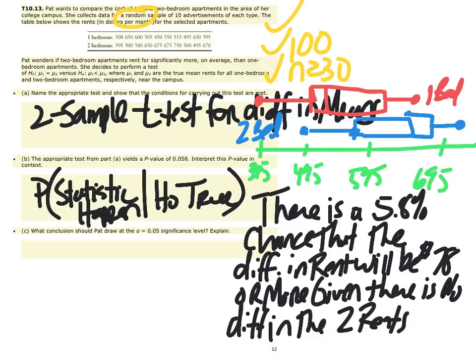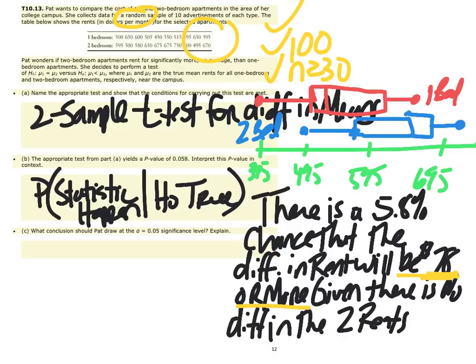And here's where I got that from, by the way. The $78 or more, folks, came from the difference in this study. So I found just the difference in the two means. The first mean was 531 versus 609, so that's where I got that from. But again, there's a 5.8% chance that the difference in those two rents will be $78 or more, given that there's no difference in the two rents. So that's the likelihood of it happening.